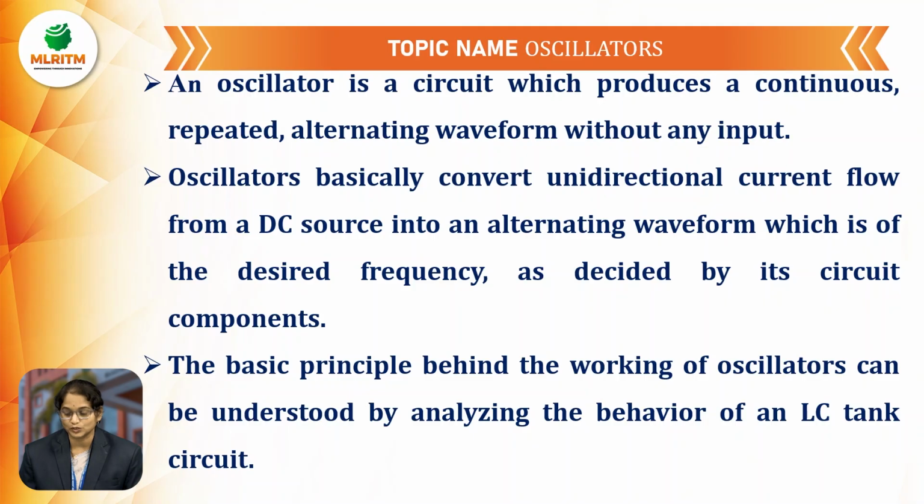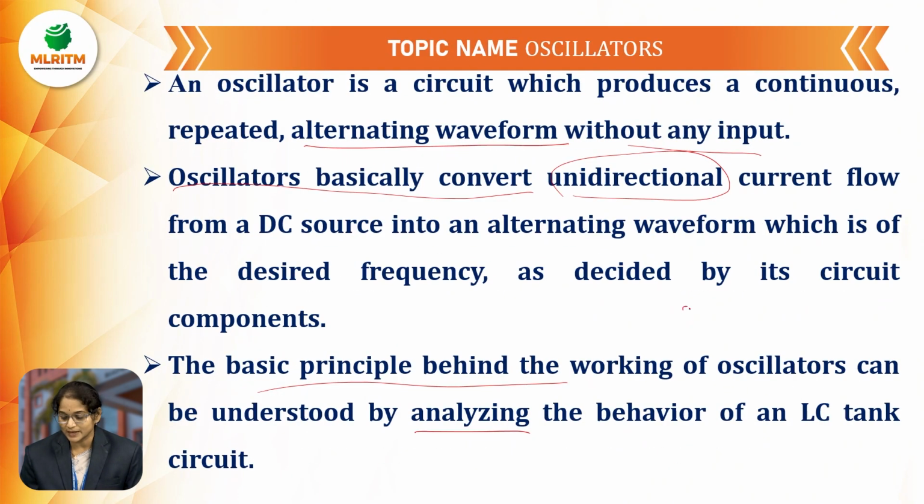Already we discussed what the oscillator is. It is a circuit which produces a continuous repetitive alternating waveform without giving any input. Without any input it will generate the output, that is the oscillator. Basically, it converts the unidirectional current flow from a DC source into an alternating waveform of the desired frequency. The basic principle behind the working of an oscillator can be understood by analyzing the behavior of the LC tank circuit. This is the principle of the oscillator.